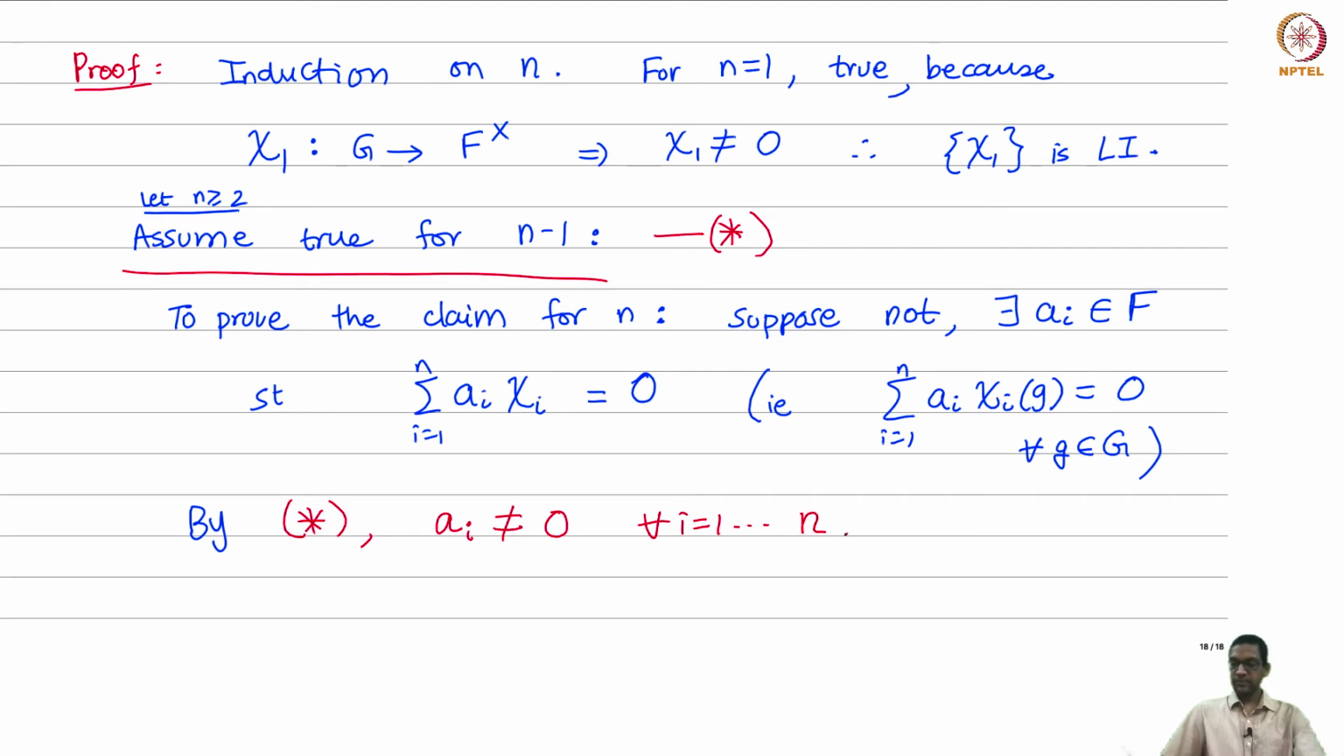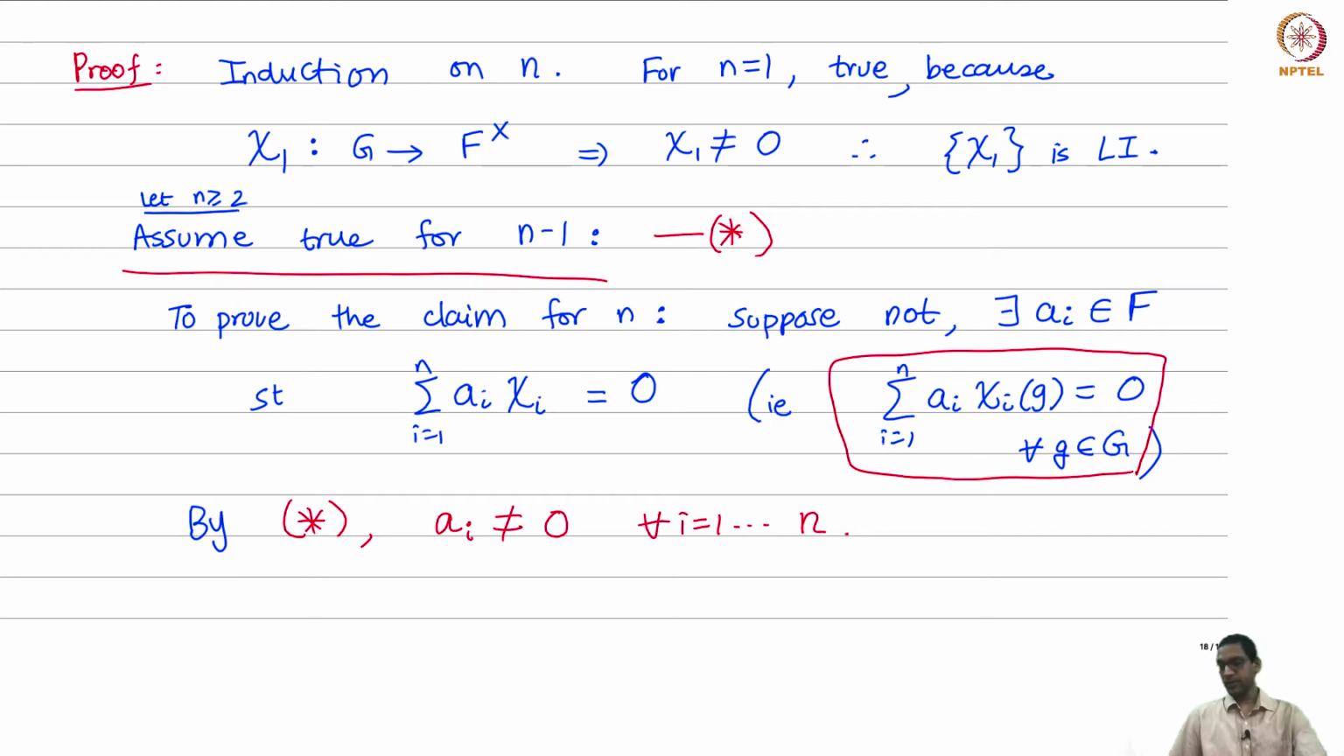Because even if one of them is 0, what you would obtain is a linear dependence relation among n minus 1 or fewer of these chi_i's. But we know that no n minus 1 are linearly dependent. So that's the conclusion: all the a_i are non-zero. That's what we know. Now let's see. So this little relation here is what we need.